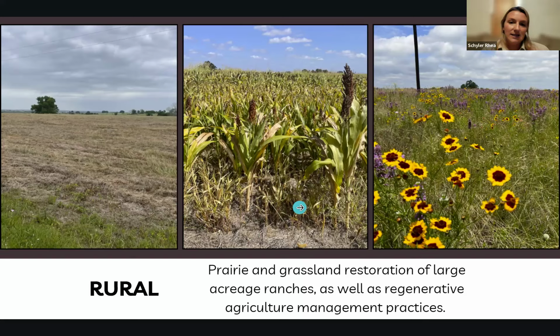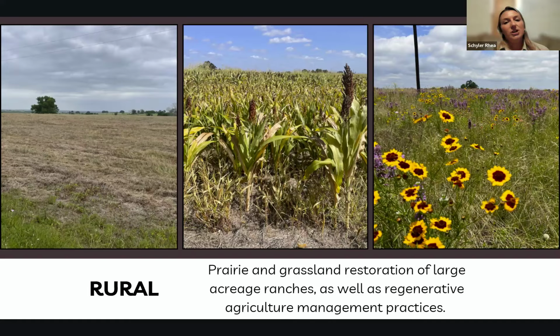So this is an example of a landowner's property in Fayette County, which is a little farther west of the Houston area. This first picture is the beginning of the project, which was predominantly just a Bahia grass field. They wanted to restore it back to native prairie.